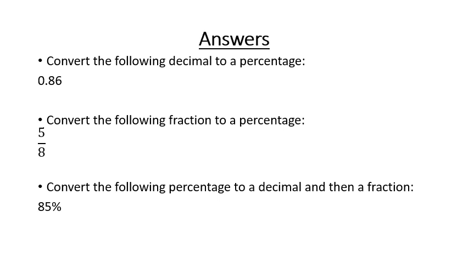Okay, so let's see how you went. The first question says, convert the following decimal to a percentage. We know we need to times by 100. That's going to give us 86%. Second question says, convert the following fraction to a percentage. We know we're going to times by 100 over 1. That's going to give us 500 over 8. We can cancel that down, and that's going to give us 250 over 4. Now we can just do 250 divided by 4. That's going to give us an answer of 62.5%.